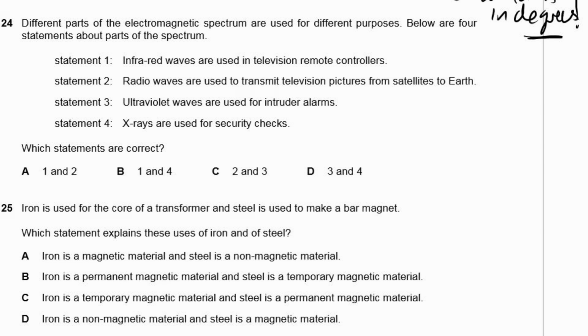Question 24. Different parts of the electromagnetic spectrum are used for different purposes. Below are 4 statements about parts of the spectrum. So let's look at them. Statement 1. Infrared waves are used in television remote controls. Yes, they are. Statement 2. Radio waves are used to transmit television pictures. No. Statement 3. UV waves are used for intruder alarms. No. And 4. X-rays are used for security checks. Absolutely true.